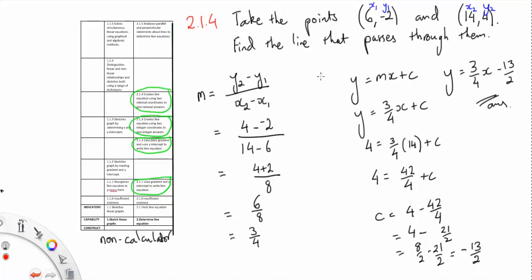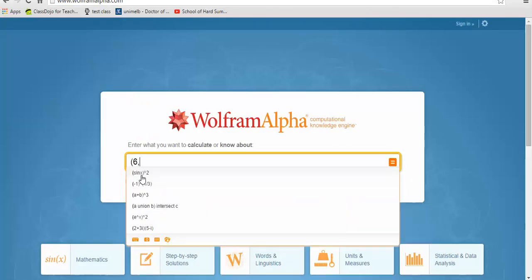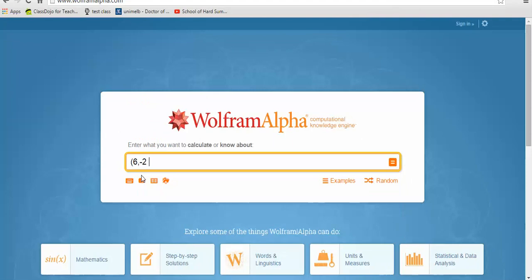This is where I need to use Wolfram Alpha. So I've got 6, negative 2 and 14, 4. I go to Wolfram Alpha. I literally type in those points: 6, negative 2, space, 14, 4. Let's see what it tells us. You can scroll down. It's going to work out a bunch of things.